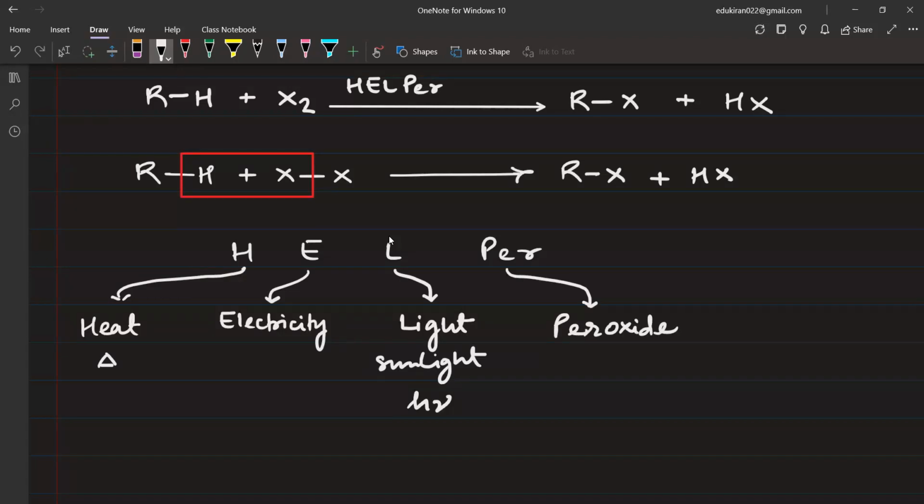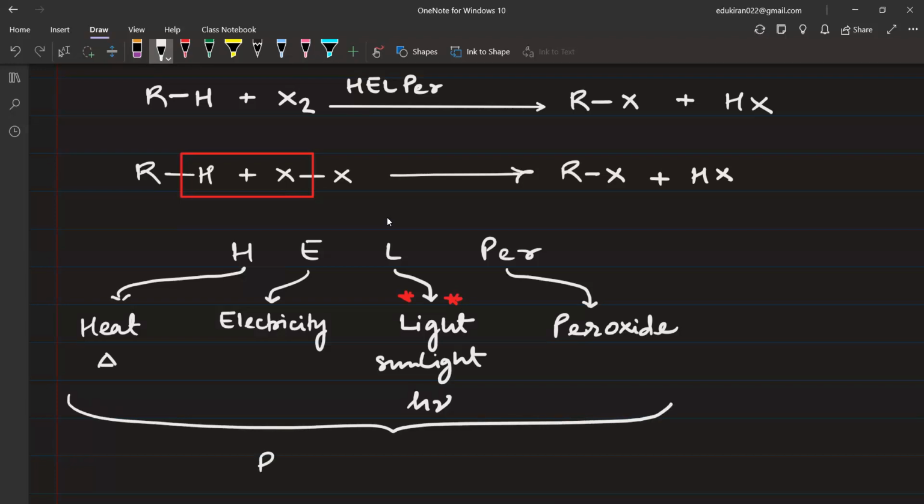If we are using any one of these, then we are doing free radical halogenation. Halogen plus light, free radical halogenation. Halogen plus peroxide, free radical halogenation. Halogen plus heat, free radical halogenation. In this, light is very important. So all of these are known as radical generators. What do we call the helper? Radical generator.